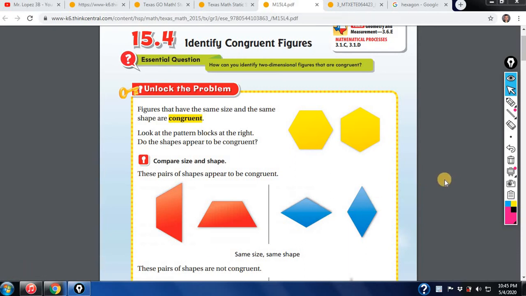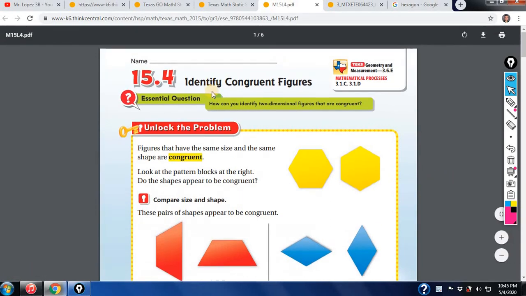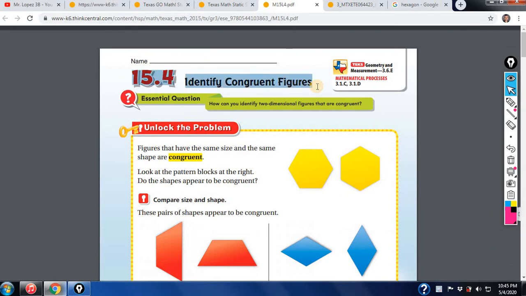Here we're looking at 15.4, identifying congruent figures. First thing I need for you to do right now is get out your math journals, go to your table of contents, put this heading right here as your title for that section, and whatever page number you're on right now, then go to that page number and I want you to write this definition down.